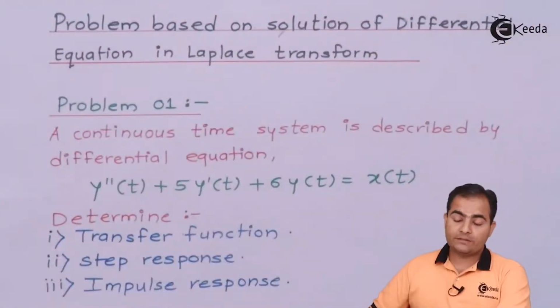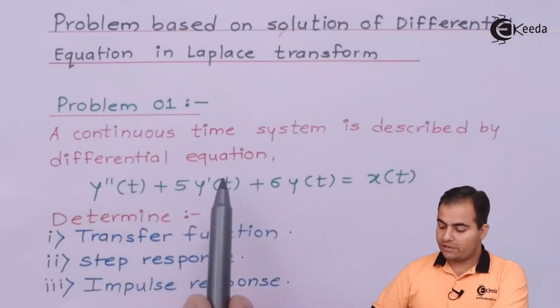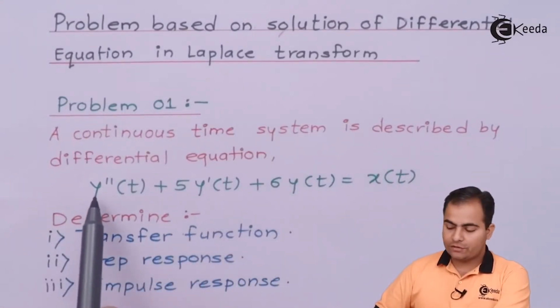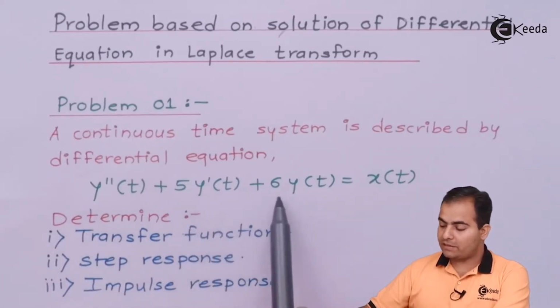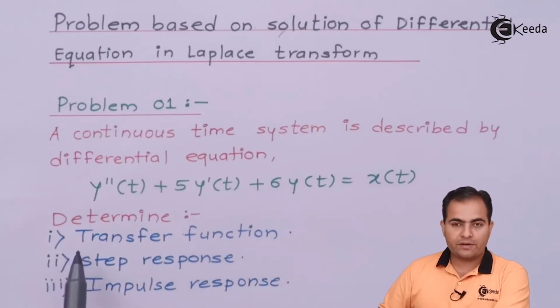So the question is problem number 1. A continuous time system is described by a differential equation, and the equation is given: y double dash of t plus 5y dash of t plus 6y of t equals x of t. And what is asked? Determine, first of all, the transfer function.